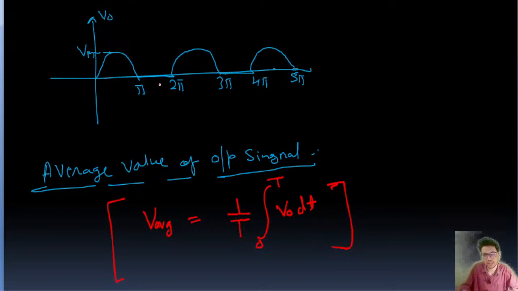In this case, the time period is 2 pi, right? This is 2 pi and this is 4 pi. So V average is 1 upon T integration 0 to T V naught dt. This is the average value of voltage.